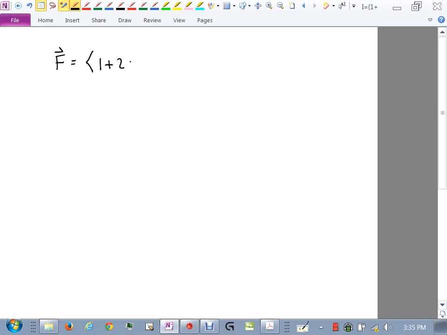1 plus 2xy plus natural log x, then x squared. How do I check if that's conservative? Right, call that P, call that Q. I'm checking to see if partial P with respect to y equals partial Q with respect to x.